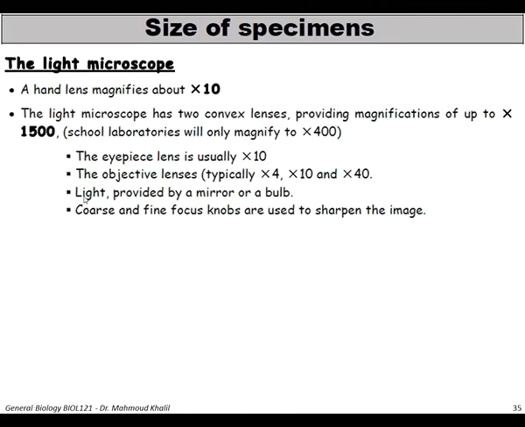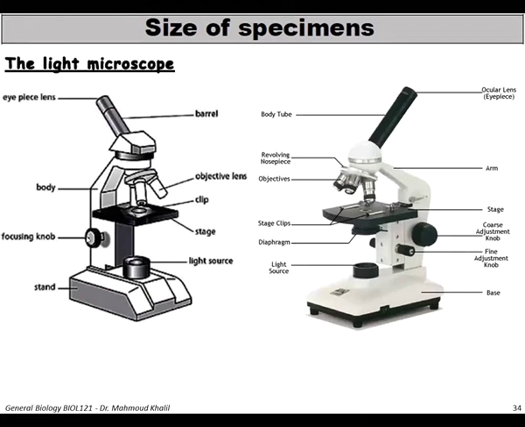The basic source of this microscope is the light, and it is provided either by a mirror or a bulb. You have two modes of adjustment: coarse adjustment and fine adjustment knobs are used to sharpen the image. You can see here from the figure the focusing knobs. The coarse one is for initial focus, because every one of us has different strengths of eyesight, and you have the fine adjustment for fine details. If you need to see fine details in the sample, you need to focus that.